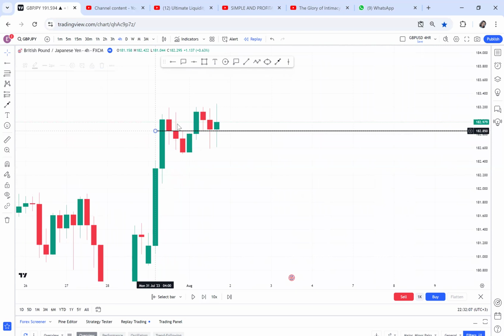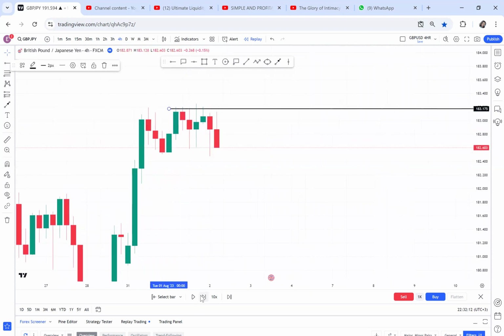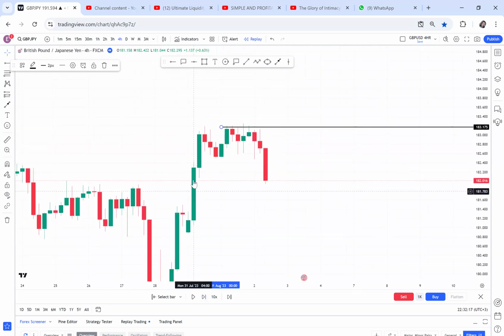So this one, again, it's a failed bullish engulf. The market didn't engulf. You can see. So imagine if we had entered because we saw this momentum.